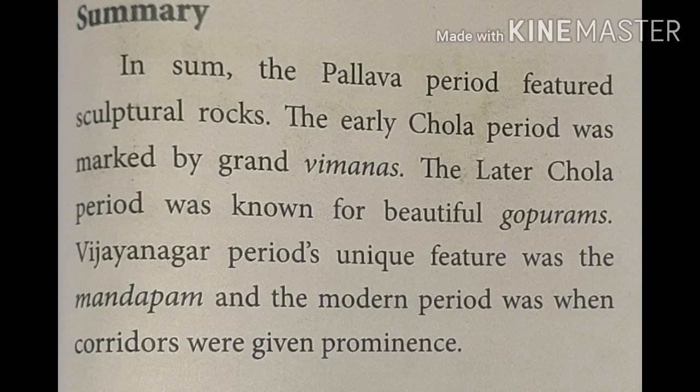Summary: the Pallava period featured sculptural rock-cut architecture. The early Chola period was marked by grand vimanas. The later Chola period was known for beautiful gopurams. The Vijayanagar period's unique feature was the mandapam, and in the modern period it was the corridor. This shows how art and architecture have undergone many changes through many evolutions over the periods.